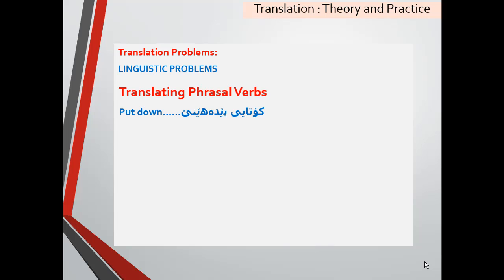When a phrasal verb has more than one explanation, like put down, in this case the translator needs to resort to context in order to understand what is the intended meaning. For example, put down means to bring to an end. The police tried to put down a riot.